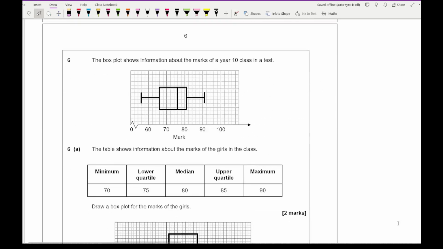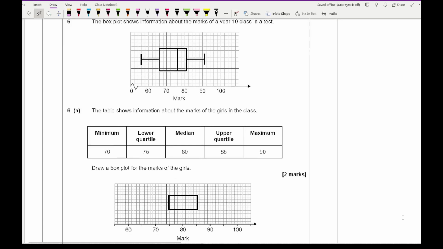Then moving on to question 6, it says the box plot shows information about marks of a year 10 class in a test. The table shows information about marks of the girls in the class, and it says draw the box plot for the marks of the girls. So here the minimum value is 70. The lower quartile is 75. The upper quartile is 85. The median is 80. And the maximum value is 90. So again, with a straight edge, with a ruler, you need to draw your box plot. So it should look something like that.